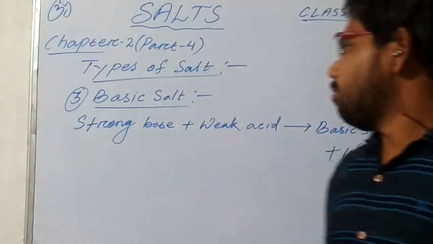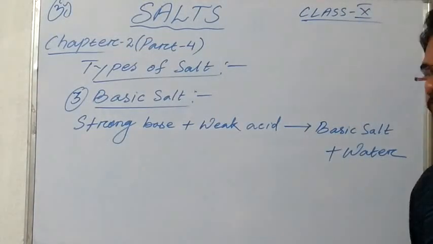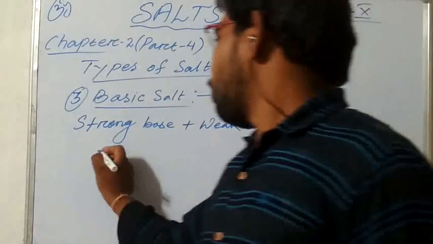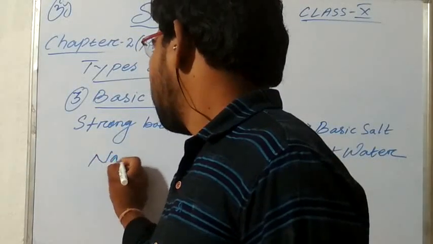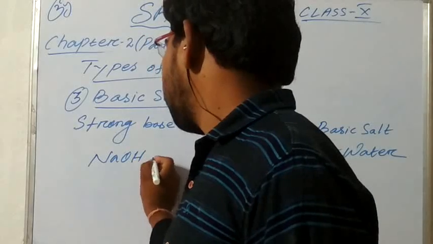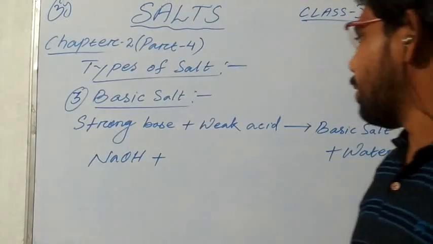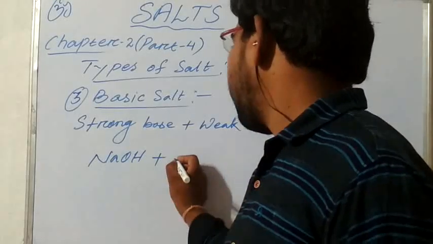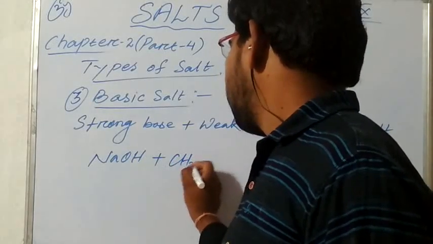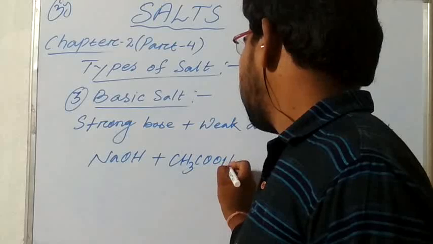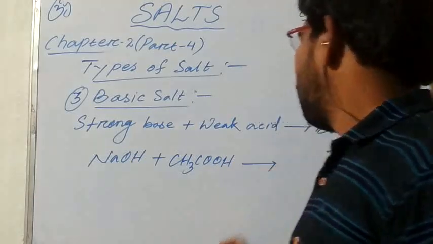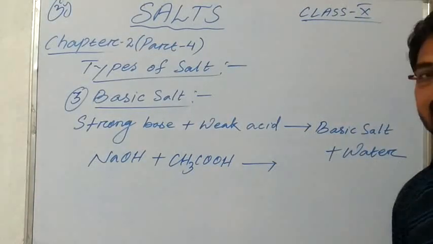Now we take one example of a strong base, that is NaOH, sodium hydroxide. And we take one example of a weak acid, acetic acid, CH3COOH.